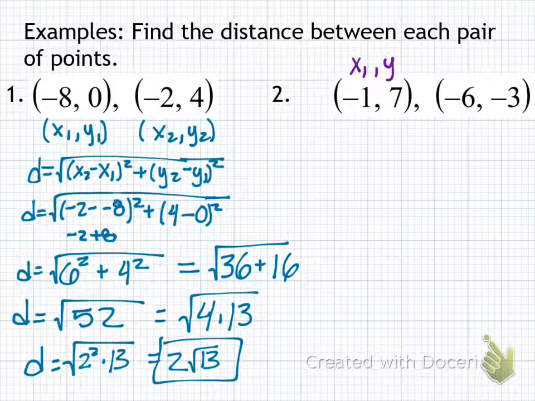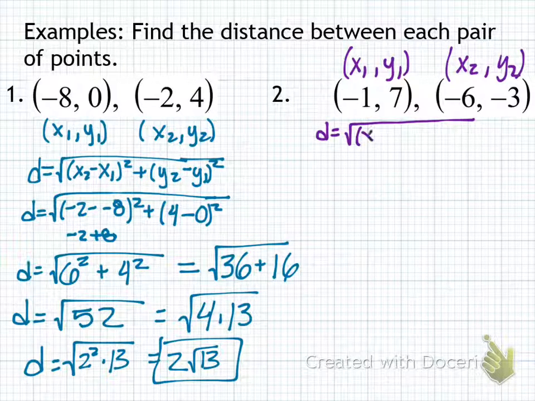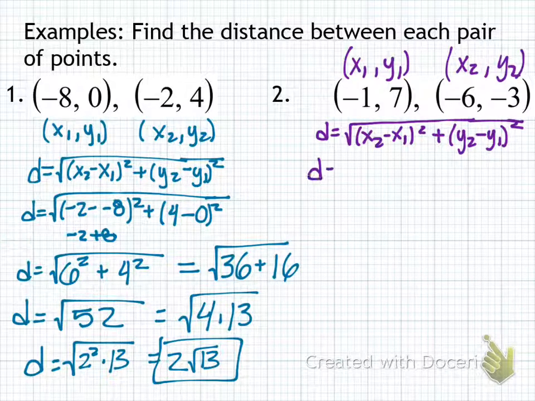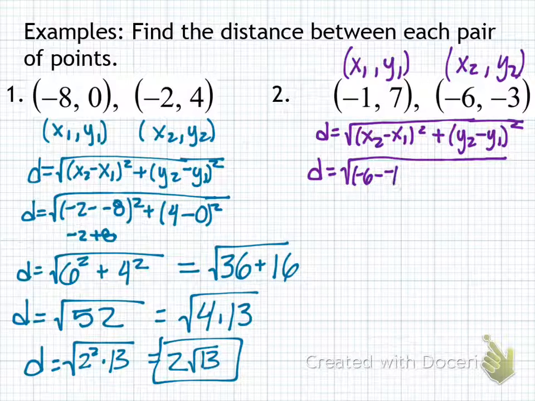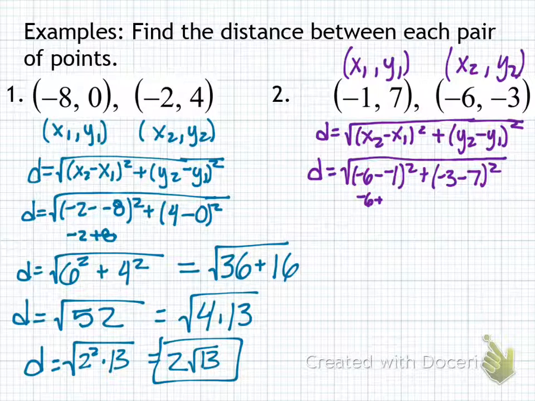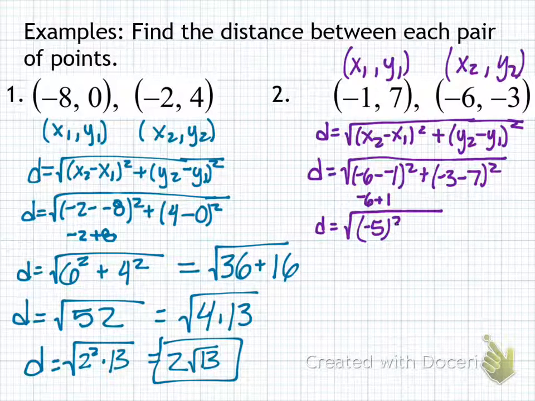Okay, again on number 2, I start by labeling the points and writing the distance formula. When I plug in the values for x2, I have -6 minus -1 for x1. -6 minus a -1 is just -6 plus 1. So that gives me -5 squared plus -10 squared under the square root.